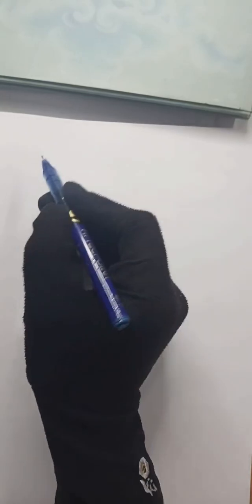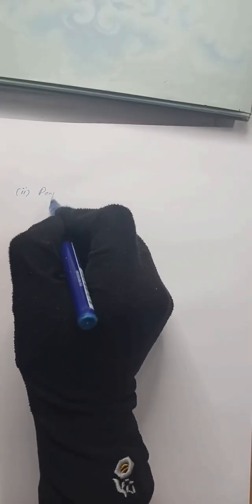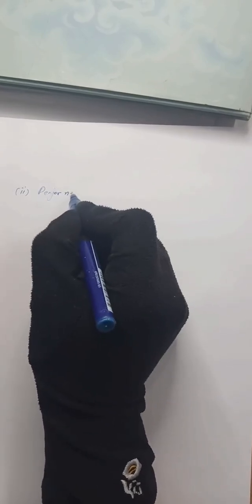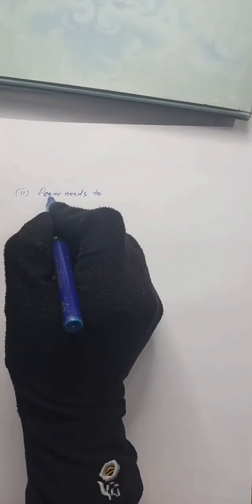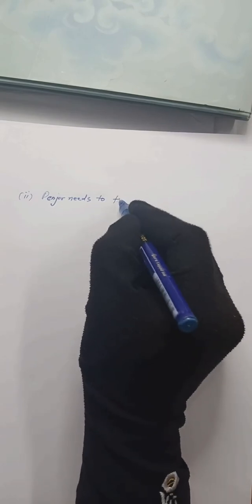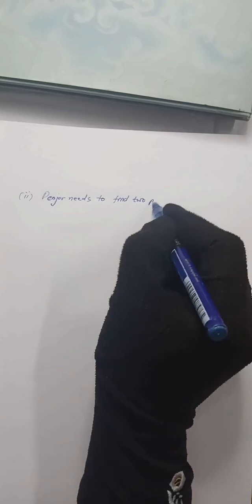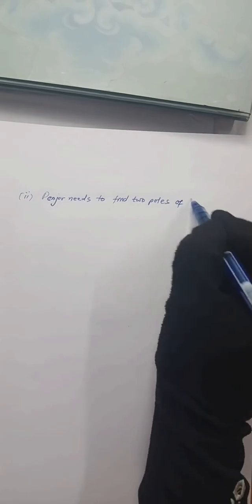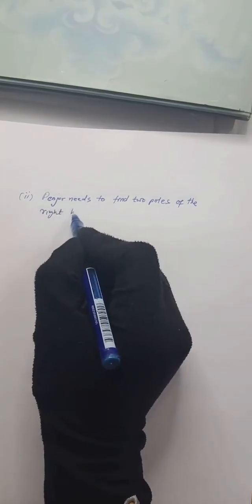The question was an MCQ. Banjo needs to find two poles of the right height.